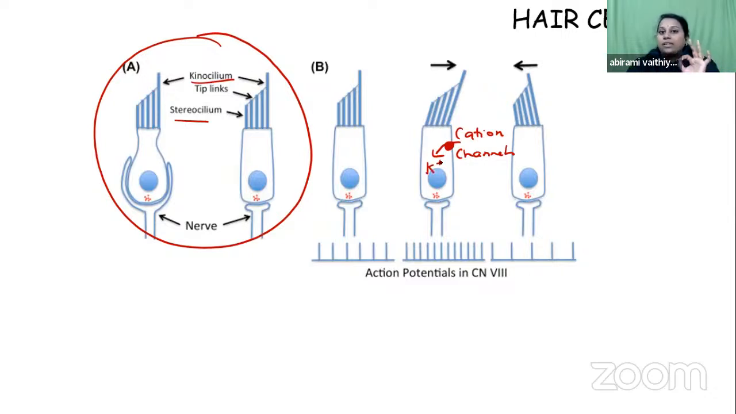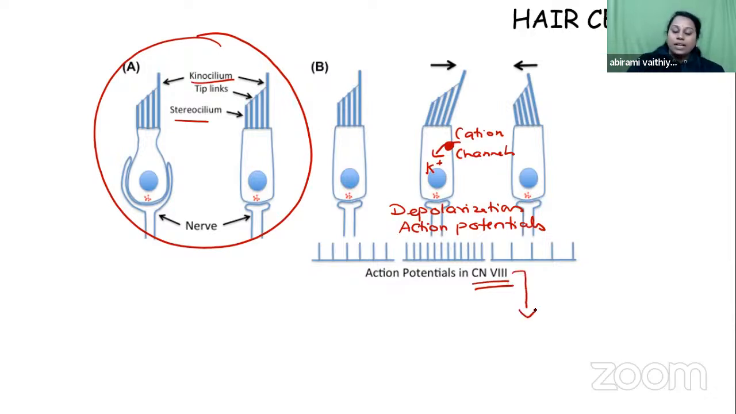Whenever a positive ion enters into the cell, it will cause depolarization. And depolarization results in action potentials. These action potentials are carried by the 8th cranial nerve. Which is the 8th cranial nerve? Vestibulocochlear nerve. The 8th cranial nerve takes it into the auditory cortex, and when it touches your auditory cortex, you're able to hear the sounds.